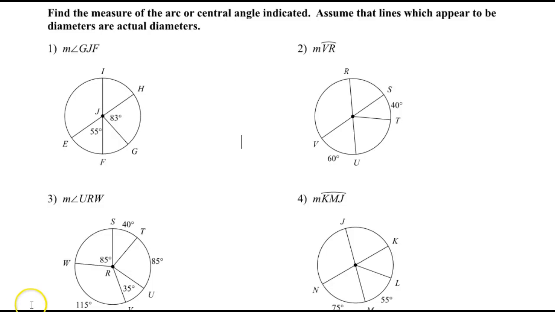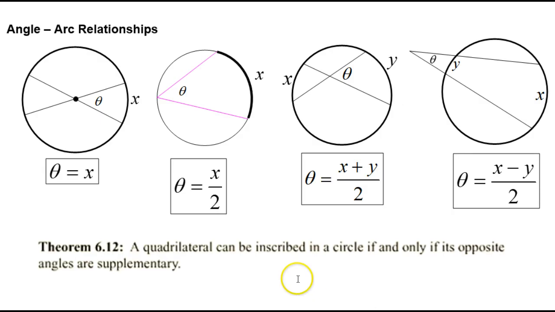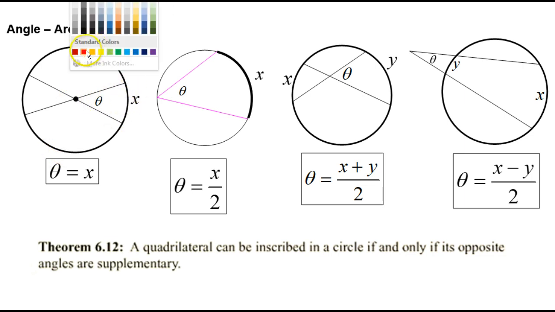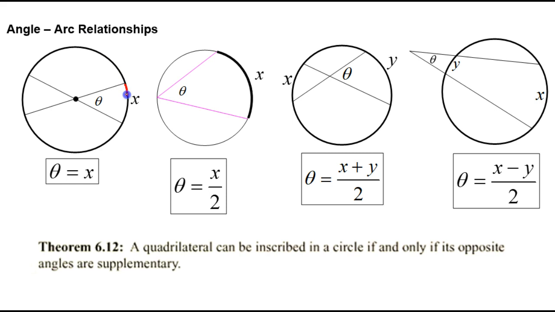In this video, we will review the angle-arc relationships that we have learned so far. Specifically, these are the ones. First, we learned that when an angle has its vertex at the center, then the angle and the intercepted arc are equal. I'm talking about this arc right here that I just drew in red. The angle equals the arc.